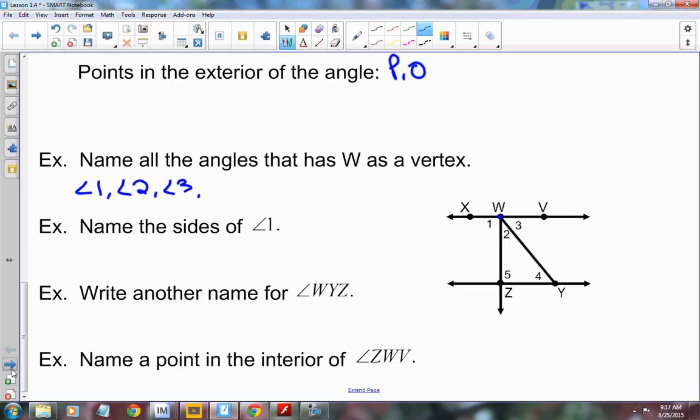Okay, we've got X, W, Y going right here. You see how that's 1 and 2 combined, but it still has a vertex at W. So that would be angle XWY. And there's one more. ZWV? Yes, that's right. So here we've got ZWV.